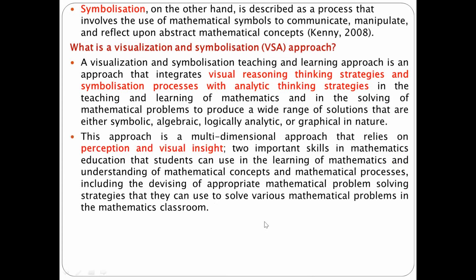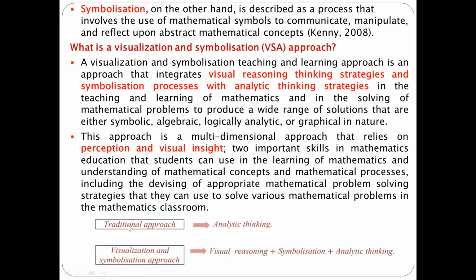This approach is a multi-dimensional approach that relies on perception and visual insight, two important skills in mathematics education that students can use in the learning of mathematics and understanding of mathematical concepts and mathematical processes, including the devising of appropriate mathematical problem-solving strategies that they can use to solve various mathematical problems in the mathematics classroom.